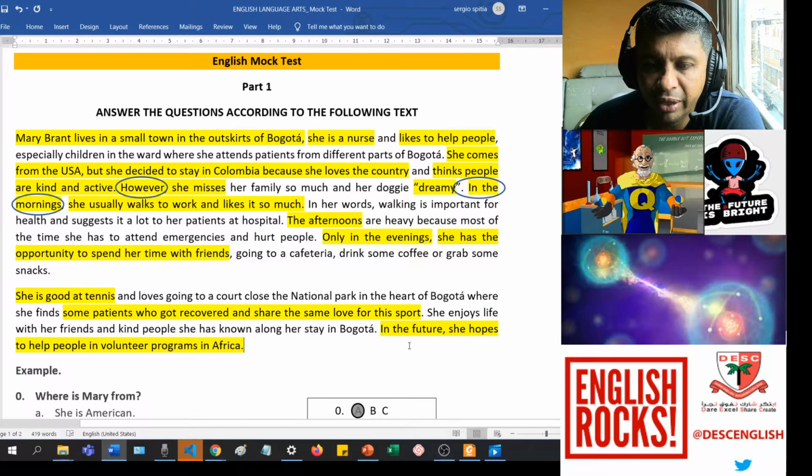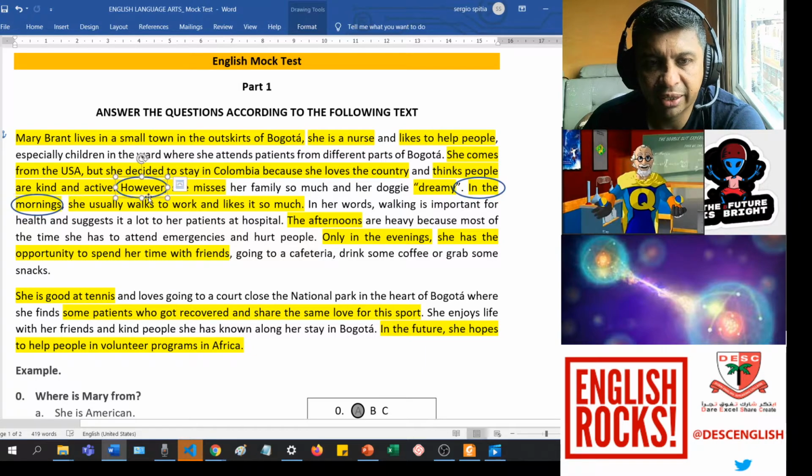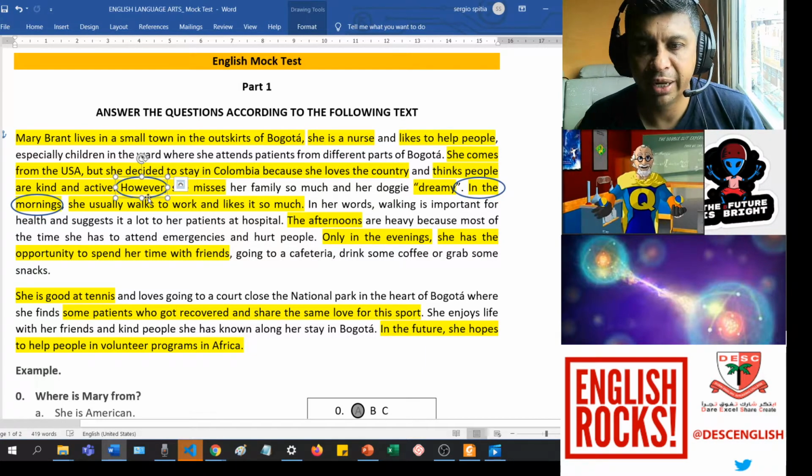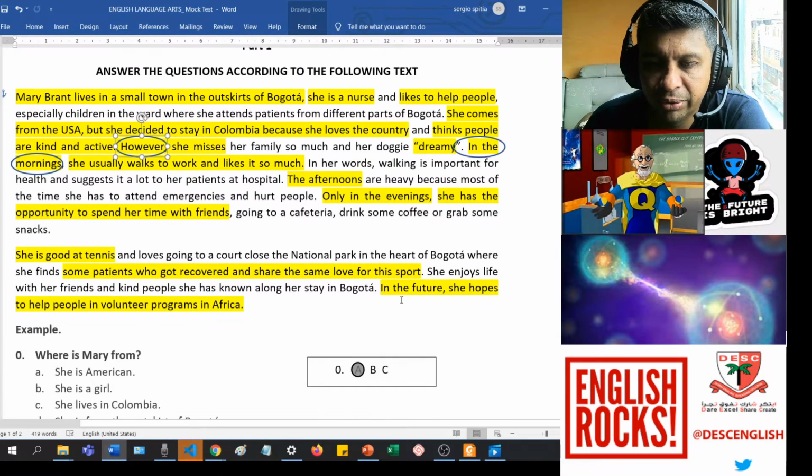In the future, aquí nos damos cuenta que esto tiene una implicación. In the future, only in the evenings, así como lo estoy haciendo este recorrido con el cursor. In the mornings, hay una conexión entre las expresiones de tiempo y las actividades. So definitely is a routine. Por lo tanto, esa unión nos habla de una rutina.